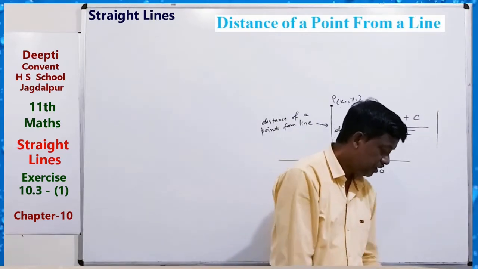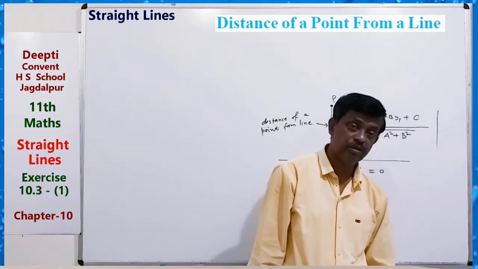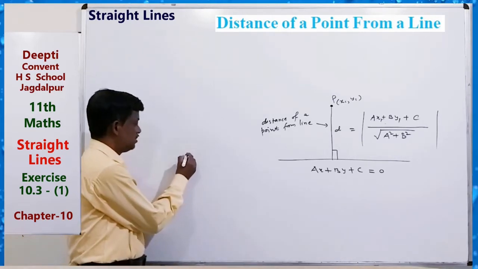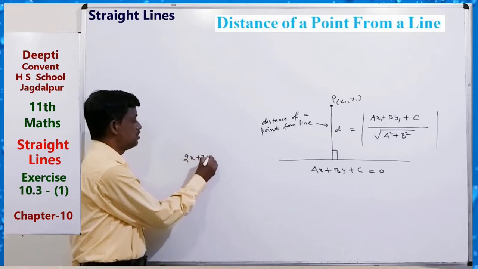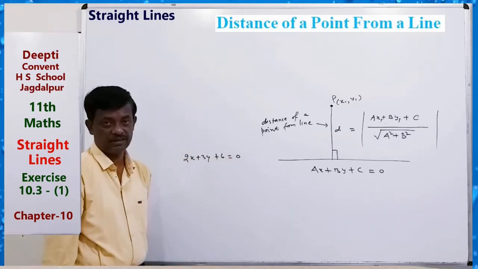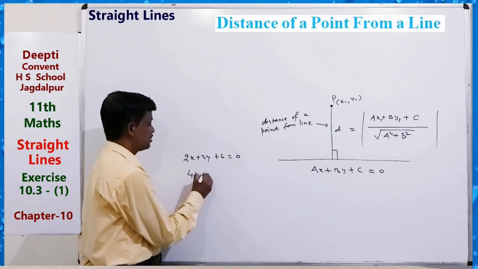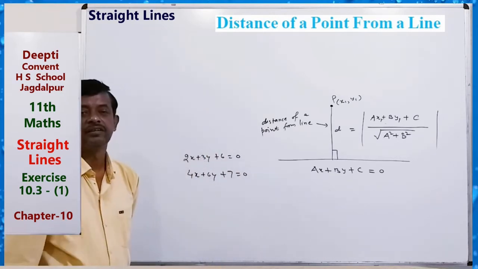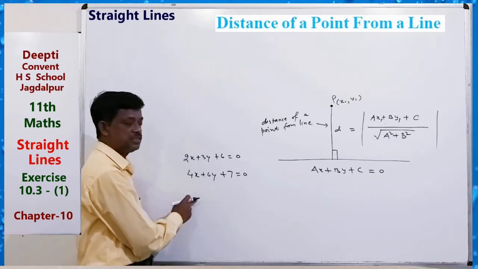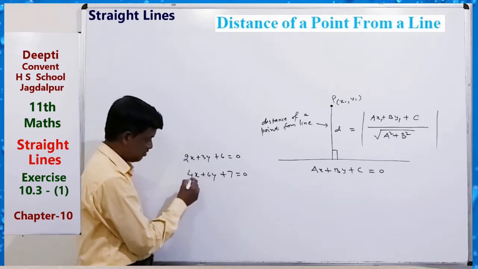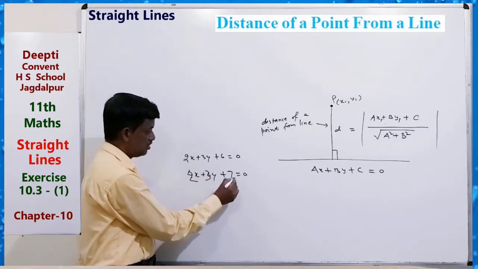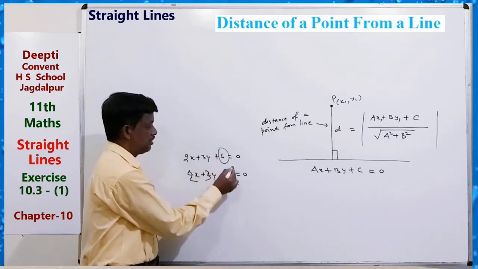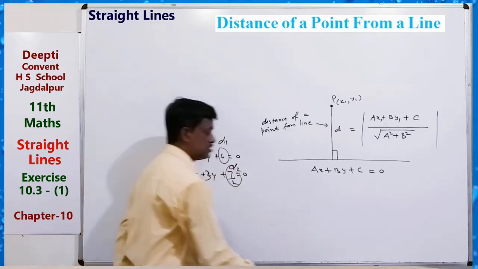And if two lines are parallel, then how can we find the distance? Parallel lines means, suppose we have a line 2x plus 3y plus 6 equals 0, a straight line, and also 4x plus 6y plus 7 equals 0. They are parallel lines, because by dividing the second by 2 we get 2x plus 3y again. The constants are different: this is C1, this is C2.